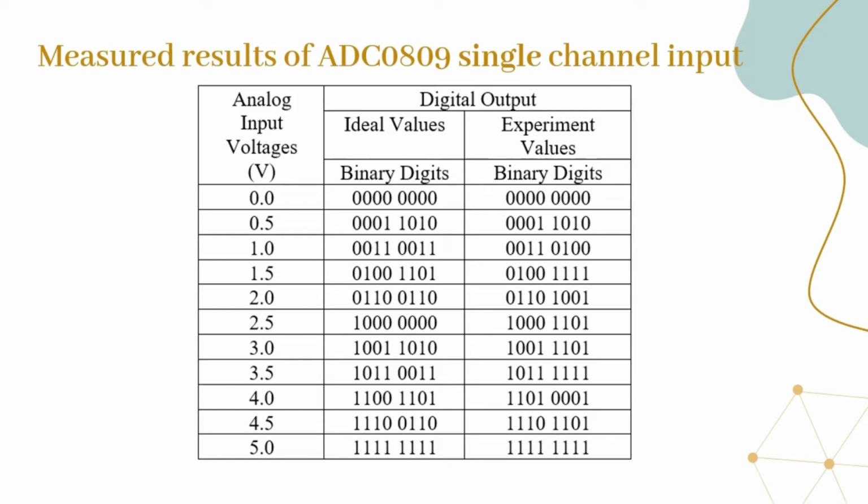For the experiment values. For voltage equal to 1, the ideal value is 0011, 0011, and the experiment value differs, which is 0011, 0100. For the voltage equal to 5, the binary value for both ideal values and experiment values is all 1.